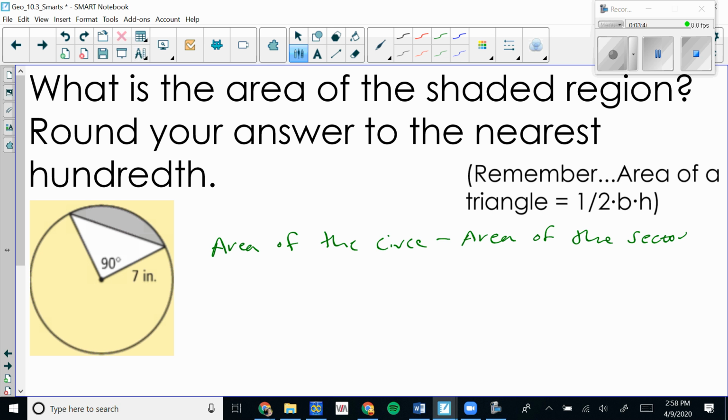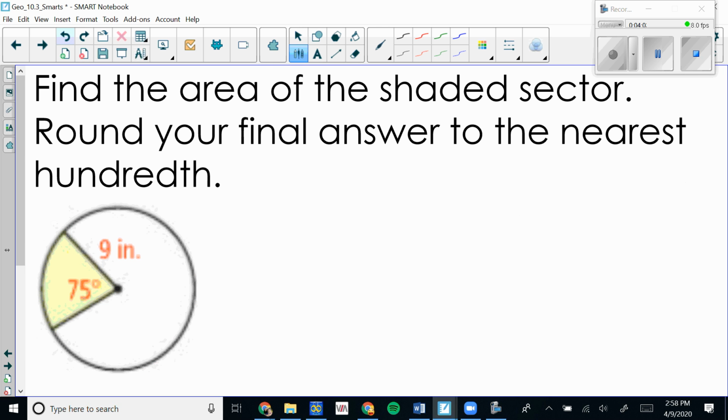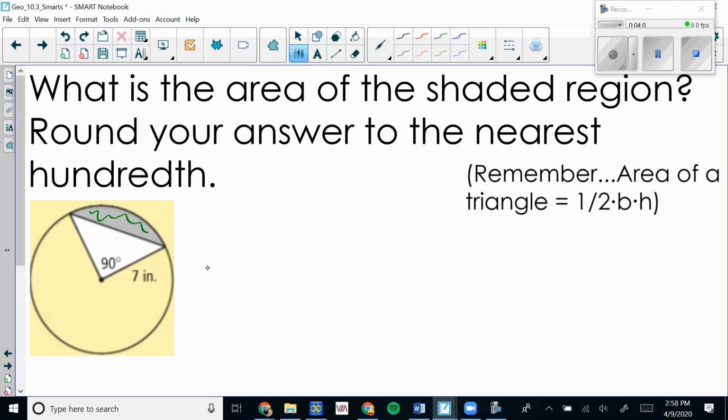Let's see, is that going to be the best way to do this one? Actually, I'm changing my mind. Sorry about that. We're going to take the area of the sector and subtract the triangle from it. That'll give us this part that's shaded up above. So let's find the area of that sector.